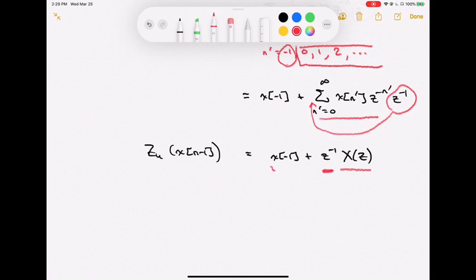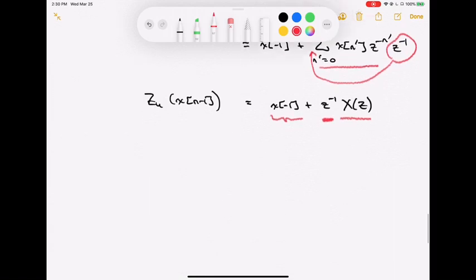But then we see this extra term. This extra term is that initial condition dependence. So what we find out here is that by taking the unilateral z transform of differences or delays, we start seeing these initial condition terms come up in the transform domain expressions. It's a way for us to incorporate initial conditions when we're trying to solve boundary value problems that involve difference equations.